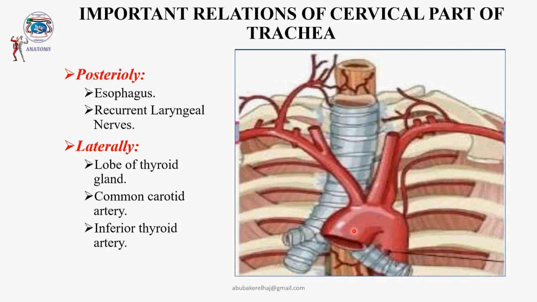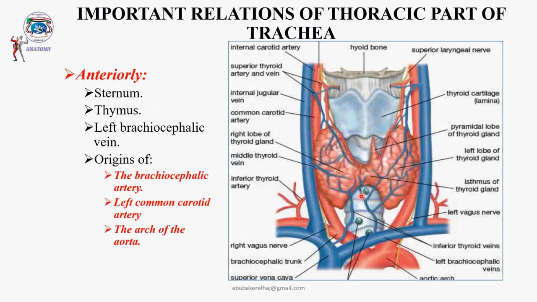Then posteriorly, the esophagus and the recurrent laryngeal nerve. We have the recurrent laryngeal nerve from the left side and from the right side, ascending upwards on both sides and lying in the groove between the trachea and esophagus to supply these structures, the glandular and also the muscular structures of the trachea. Laterally, that means on both sides, related to the lobes of the thymus gland, are the common carotid artery and the branches from the common carotid artery, specifically the inferior thyroid artery, which has a specific role in the arterial supply of the trachea.